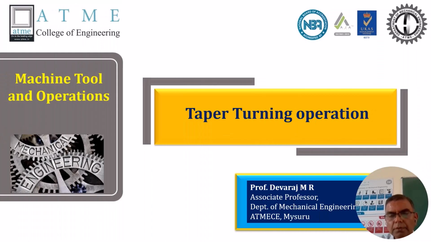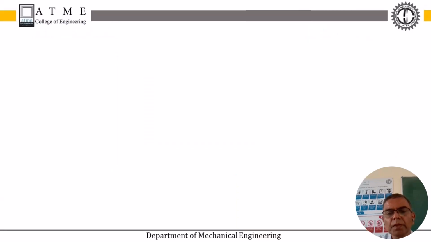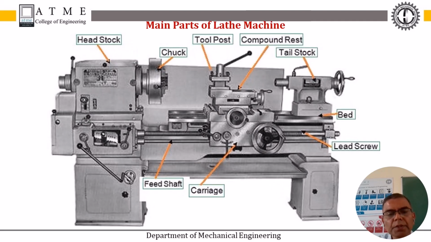Hello everyone. Today let us discuss the taper turning operation by using the lathe machine. Before proceeding towards the taper turning operation, let us know the parts of the lathe. So this is the headstock, this is the tailstock, this is the chuck. This is the tool post, which is used to hold the tool.